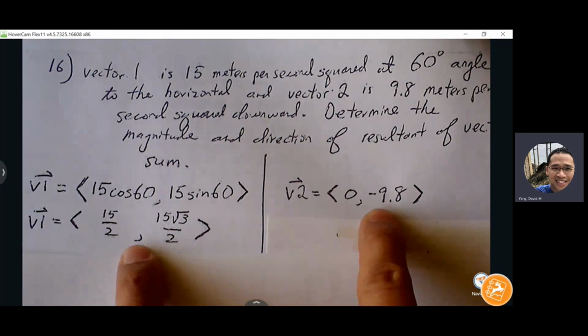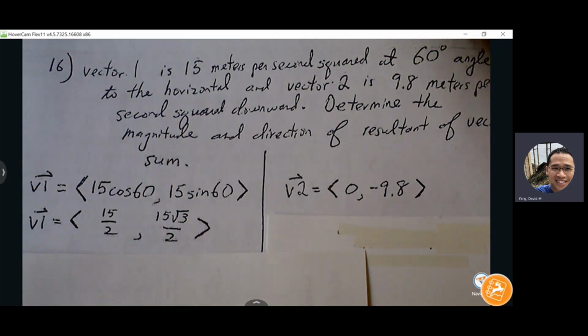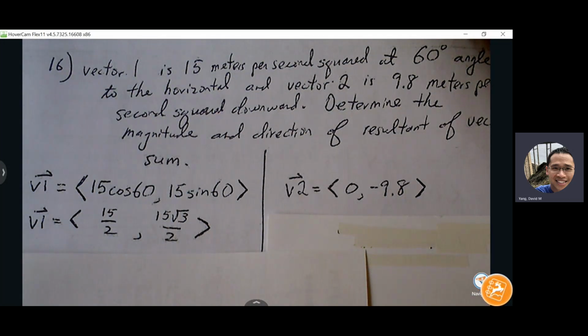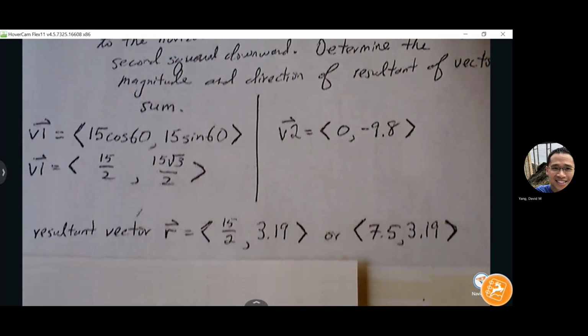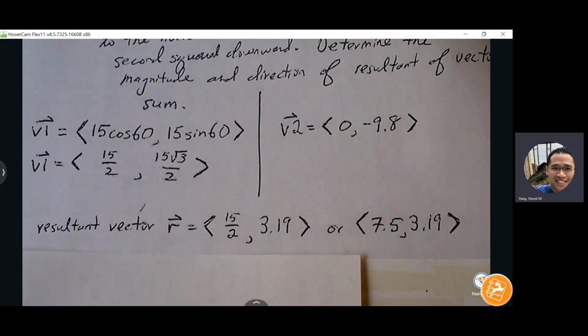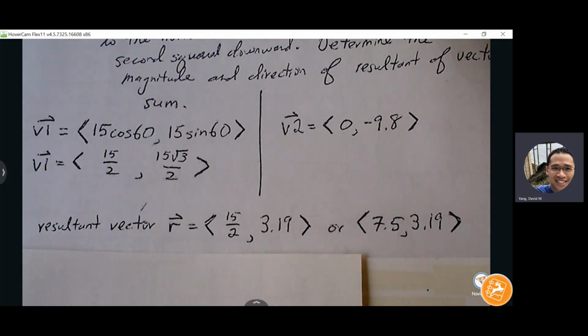So now we can add these two together and create the resultant vector. Anytime you see resultant vector, that just means I'm adding my separate vectors together. Once I add my two vectors together, then I can use the Pythagorean theorem to get my magnitude, and inverse tangent to get my theta.